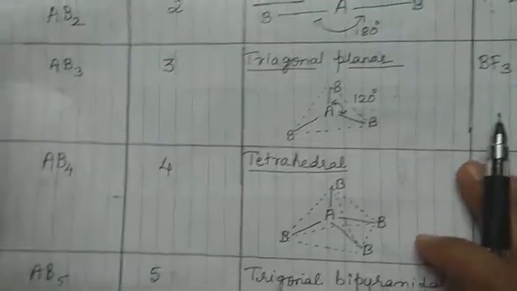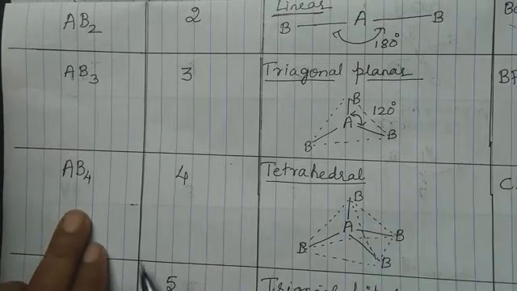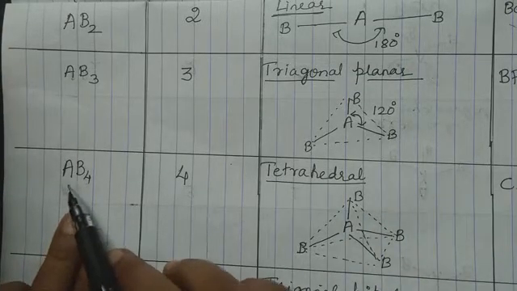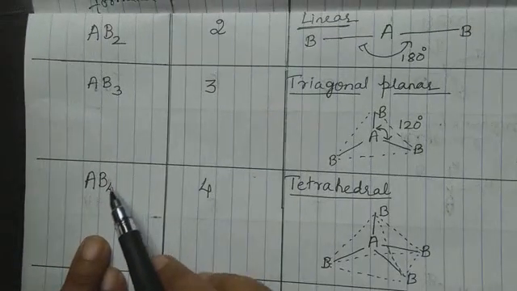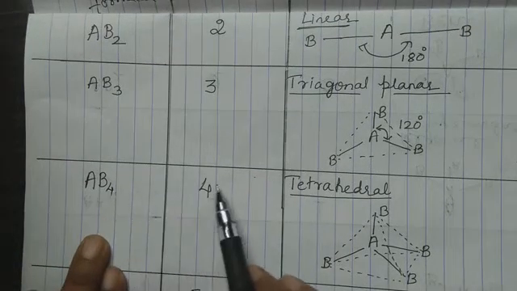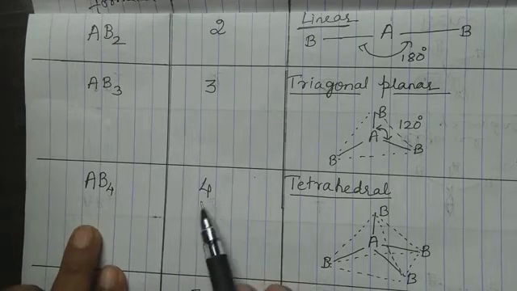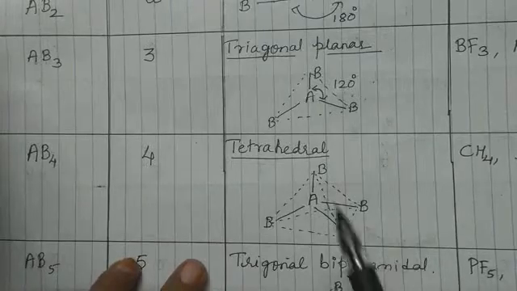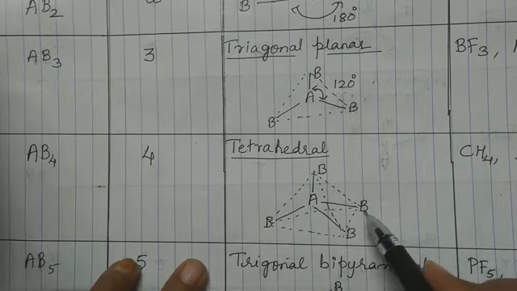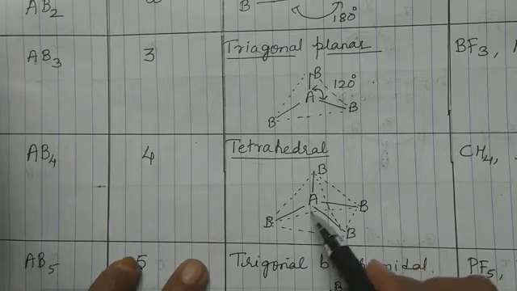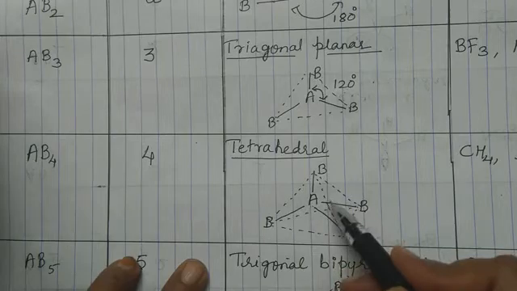Okay, now I have another type of the type AB4. AB4 means one central atom surrounded by 4 surrounding atoms. And how many bond pairs are there here? 4. A bonding with 4 B atoms. So here I have shown A is bonded with 1, 2, 3 and 4. Right? They have to arrange themselves in such a way that they will have minimum repulsion.